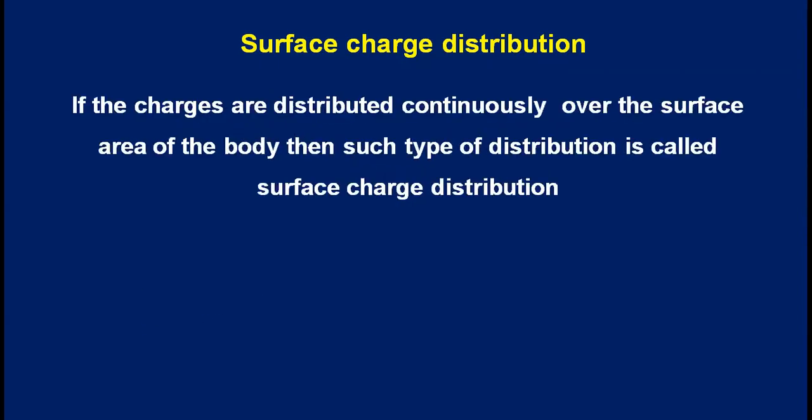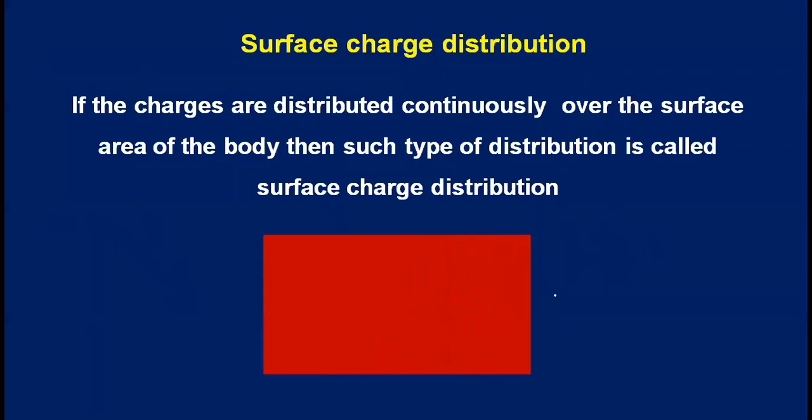Now, whenever the charges are distributed continuously over the surface area of a body, so whenever I distribute charges on a body, and if the charges tend to occupy the surface area of the body over which we are distributing it, then such type of distribution is called surface charge distribution. So in linear charge distribution, the charges should align in a straight line. In surface charge distribution, the charges should occupy the surface area of a body over which it is getting distributed.